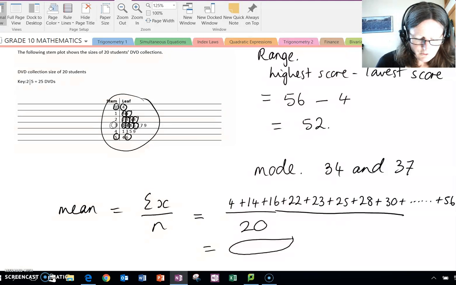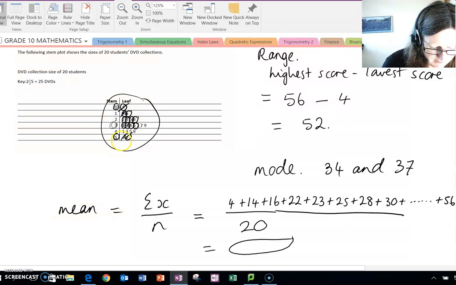Okay, the other way to do it is to cross off, like we did when the scores were in a long line, we cross off the lowest score with the highest score. Next lowest, next highest. Next lowest, next highest.